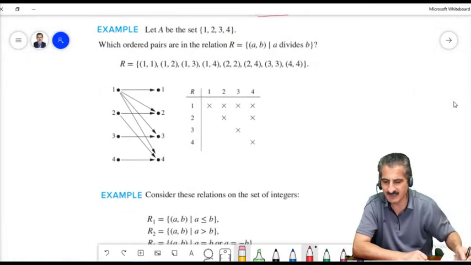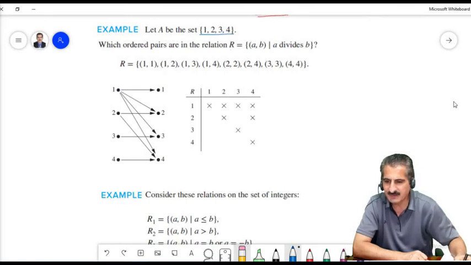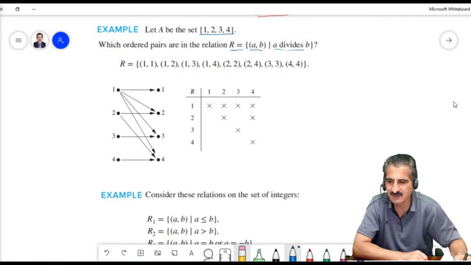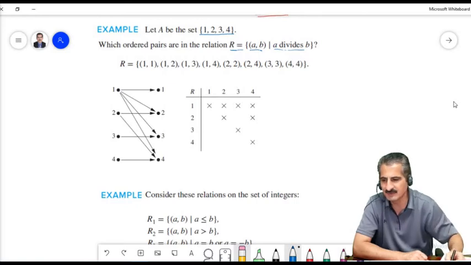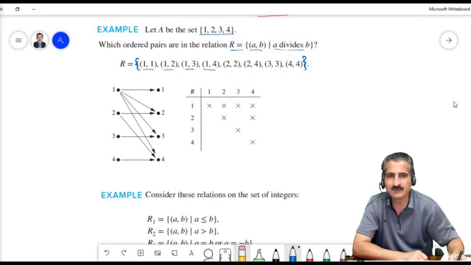If we take the set A to be {1, 2, 3, 4} and define R to consist of ordered pairs (a, b) such that the first coordinate divides the second coordinate. So we know that 1 divides 2, 1 divides 3, 1 divides 4. So we'll have (1,2), (1,3), (1,4) in the relation. So this is the relation here: (1,1), (1,2), (1,3), (1,4). We know that 2 divides 2 and 2 divides 4. And 3 divides 3.